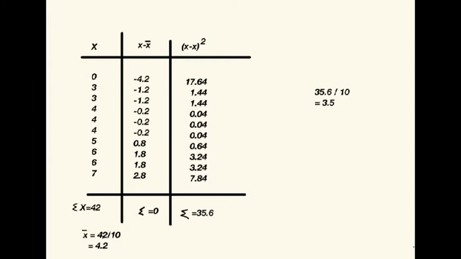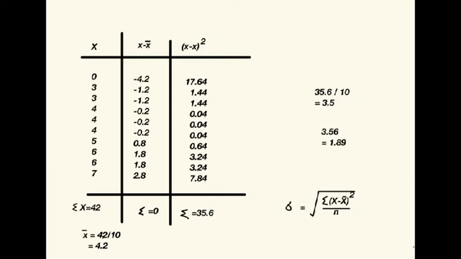Next, we have to compensate for differences in population size. We do this by dividing by the population size. This gives us the variance.